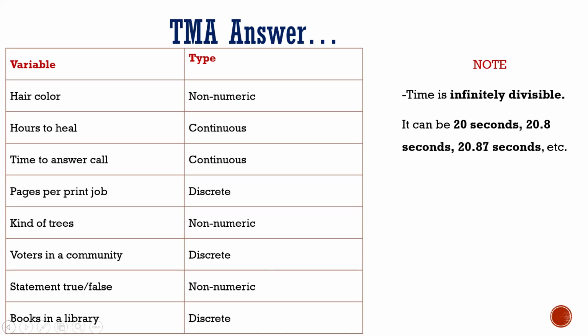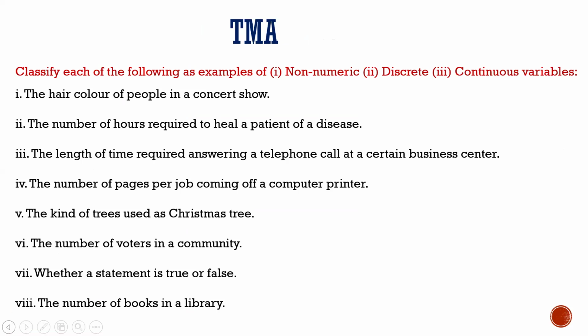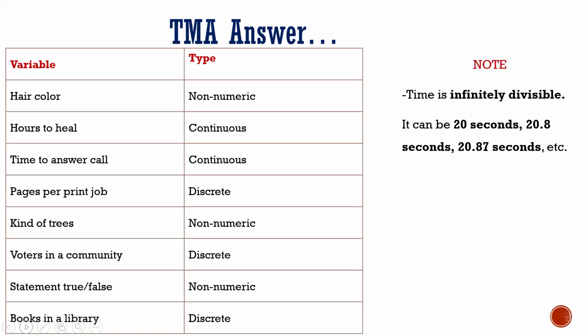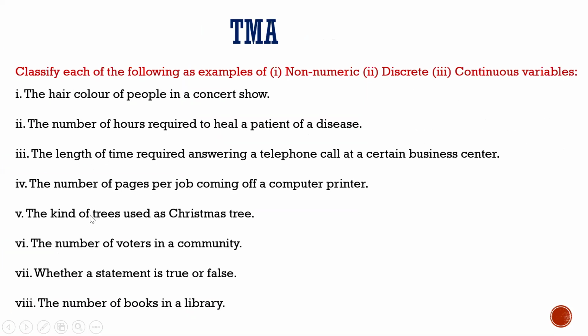So we also have time, the length of time required to answer a phone call at a business center. Time is infinitely divisible. It can be a whole number, and it can also be in decimal places. So time and hours are continuous variables. Then the number of pages per job coming off a computer printer: it can be one, two, so it can be a whole number. It is a discrete variable.